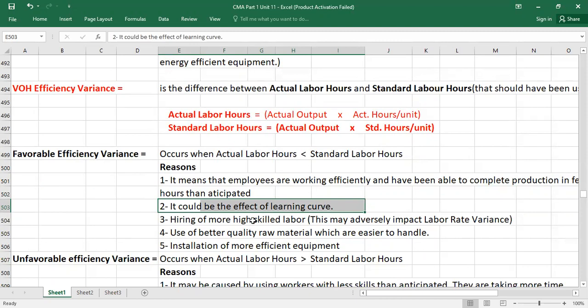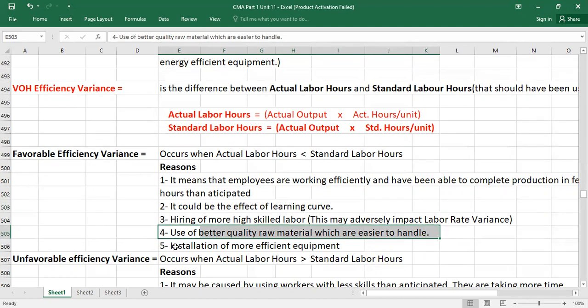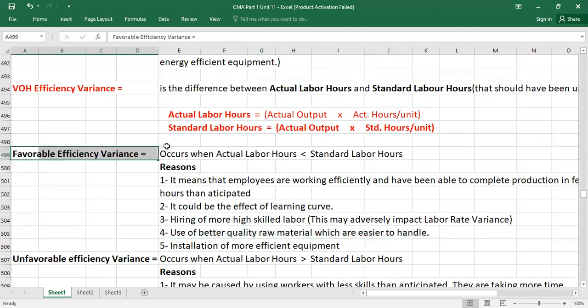Third, maybe we hired more highly skilled labor, so this may adversely impact labor rate variance, don't forget. Fourth reason could be the use of better quality raw material, which is easier to handle, that is why labor is taking less time. The fifth reason, maybe we have installed more efficient equipment, which will result in a higher production level. This could result in favorable efficiency variance.